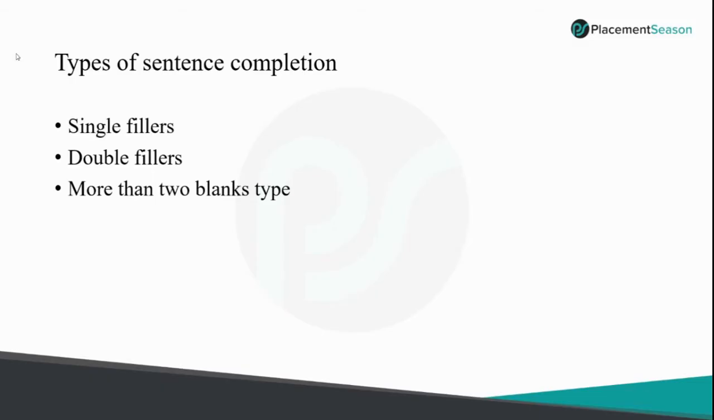Single fillers are where one sentence is given and a single blank is created in the sentence. You look at the options, take one filler, and complete the sentence. So these are the three types of sentence completion questions: single fillers, double fillers, and more than two blanks type questions. Okay, so now let's see an example in single fillers and double fillers.